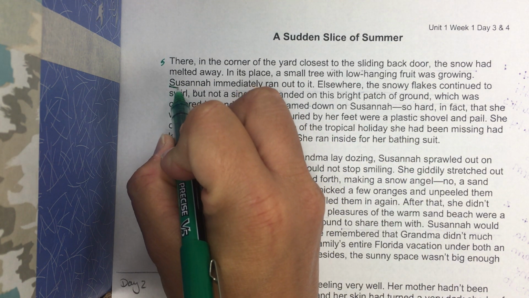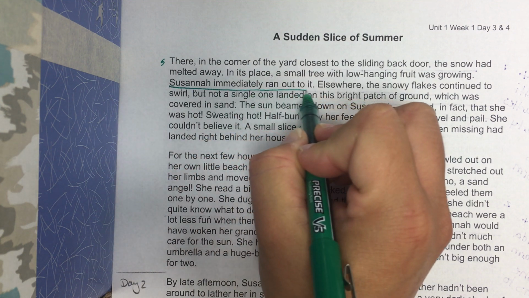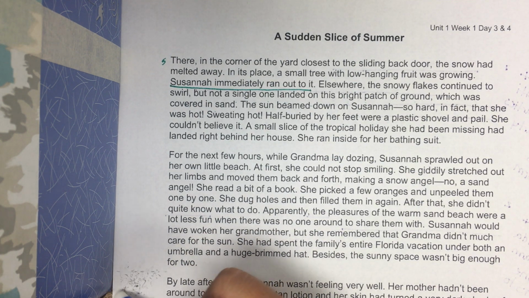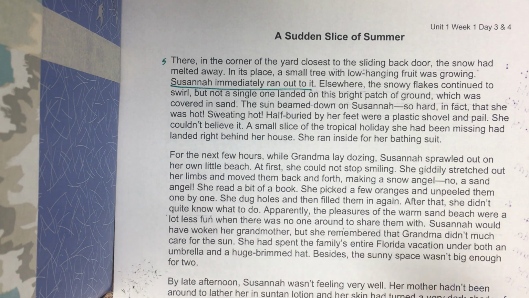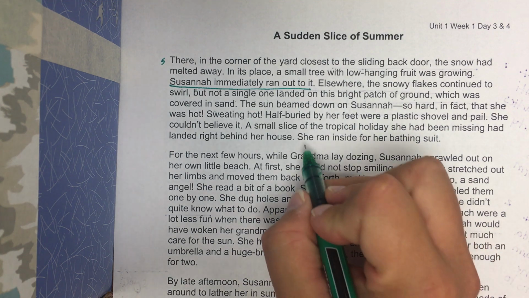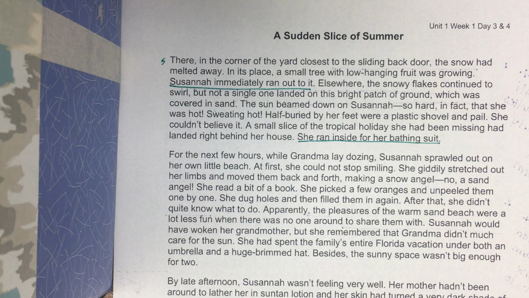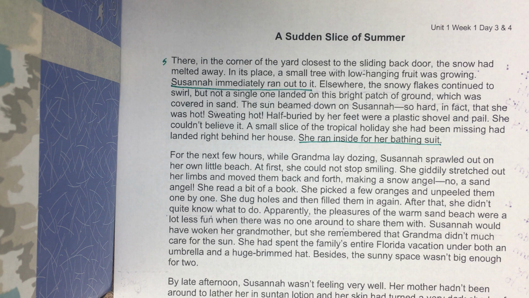So here I see that Susanna immediately ran out to it. That means that she is running out to the spot in the yard where there's no snow, where it's looking sunny and beautiful and exciting. So she ran out to it. That's something important that she does. I also see that she ran inside for her bathing suit. If she wasn't running around super excited, well, I think I figured out how she's feeling.